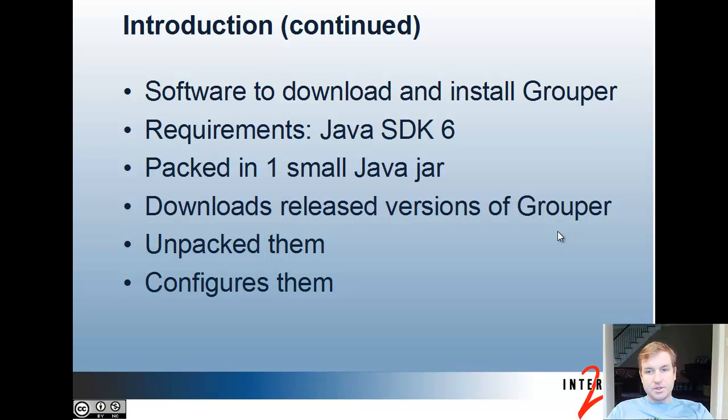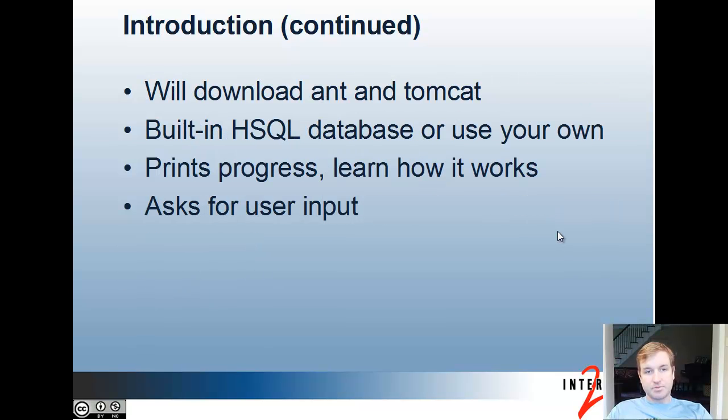To download the Grouper installer, you just need to go to the software download page. It requires Java SDK 6, not a JRE, but the SDK. It's packed in one small Java jar with no dependencies. It downloads all the released versions of Grouper for you, unpacks them, configures them, and starts them. It will download Ant and Tomcat so that you have the right version of those, but it's not going to install those centrally on your machine. It's just going to be used for the installer.